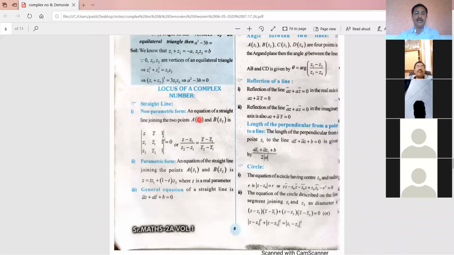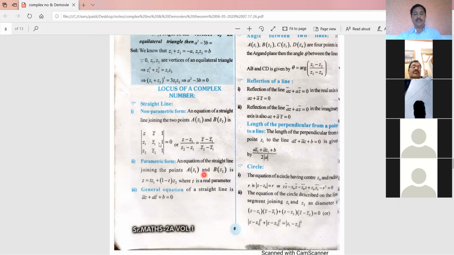The equation of a straight line joining two points z1 and z2 in the parametric form is the same as in vector algebra, the vector equation of a straight line passing through two points whose position vectors are a bar and b bar: r bar is equal to t into a bar plus (1 minus t) into b bar. Same as that. This is the parametric form, where t is the parameter.